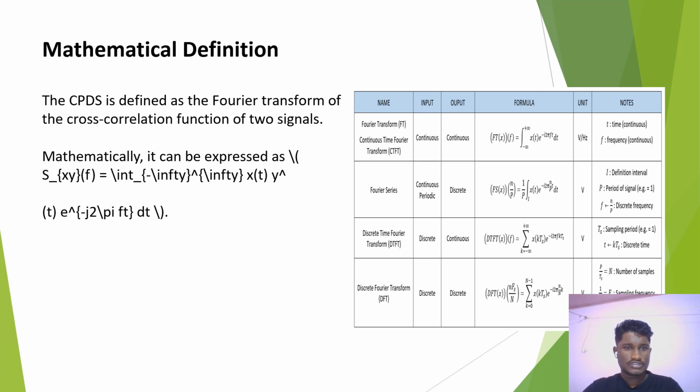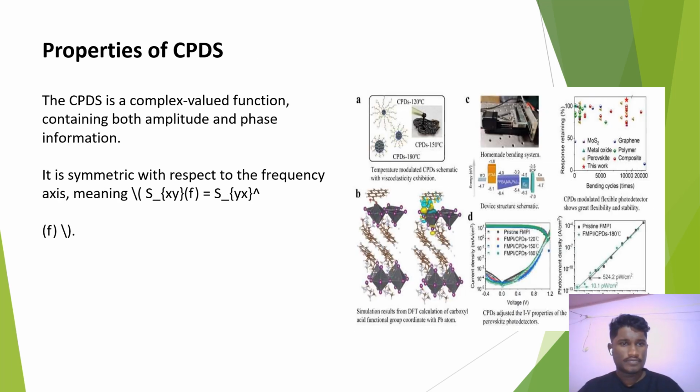The mathematical definition: the CPDS is defined as the Fourier transform of the cross-correlation function of two signals. Mathematically, it can be expressed as S_xy(f) over minus infinity to infinity. You can see the name and input and continuous functions over here, time and frequency, and the definition interval. And the properties of a CPDS.